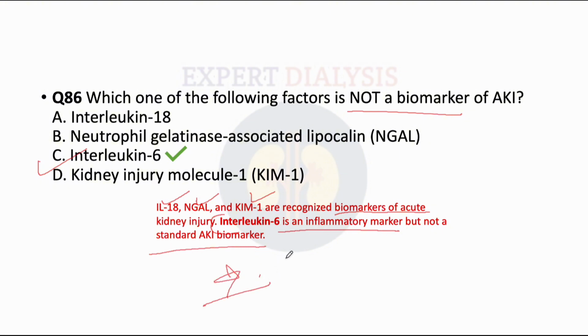This is a factual answer, and you must remember it. Whenever they ask about the biomarker of AKI, like this time they have asked which is not a biomarker, maybe next time they can ask which one out of the four options is a biomarker. So you have to remember IL-18, NGAL, and KIM-1 also.